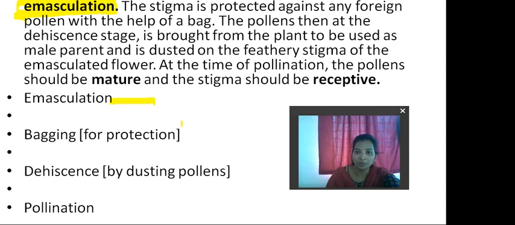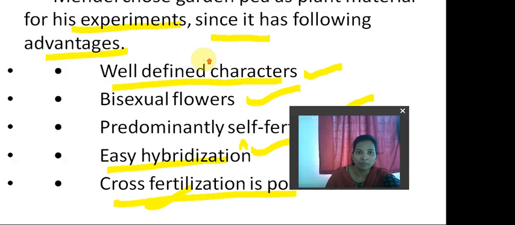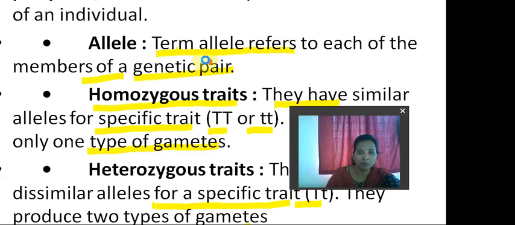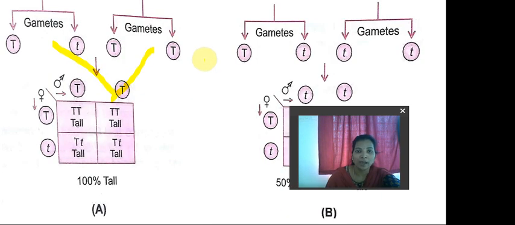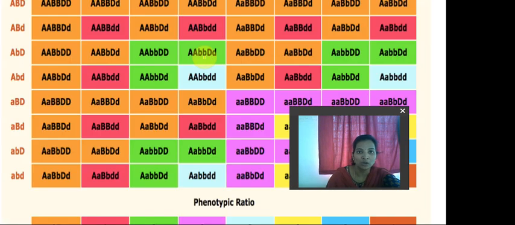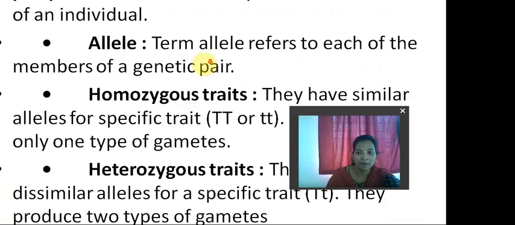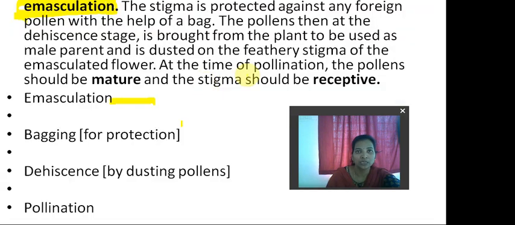Okay students, I hope you understood. In this session we have discussed Mendel's experiments, phenotype, homozygous and heterozygous, back cross, test cross, and also monohybrid and dihybrid crosses. I hope you understood. Tomorrow we will continue in further classes. Thank you students.